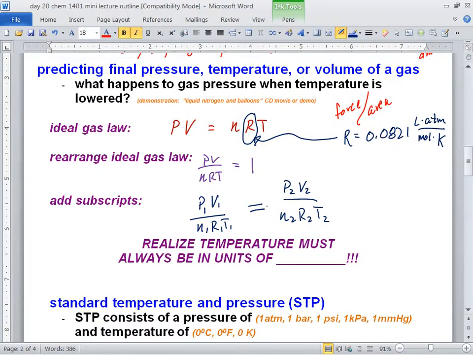Now, some things don't make sense to put subscripts on because, Alyssa, we're talking about changing pressure, changing volume, changing temperature. That's why there's little ones and twos here. One's initial, two final. But some things can't change on you. Does it make sense to put subscripts where? What can't change on you? The constant. So does it make sense to put subscripts there? In fact, we can just do what? Aren't they just going to cancel out? Right, so we don't even need them.